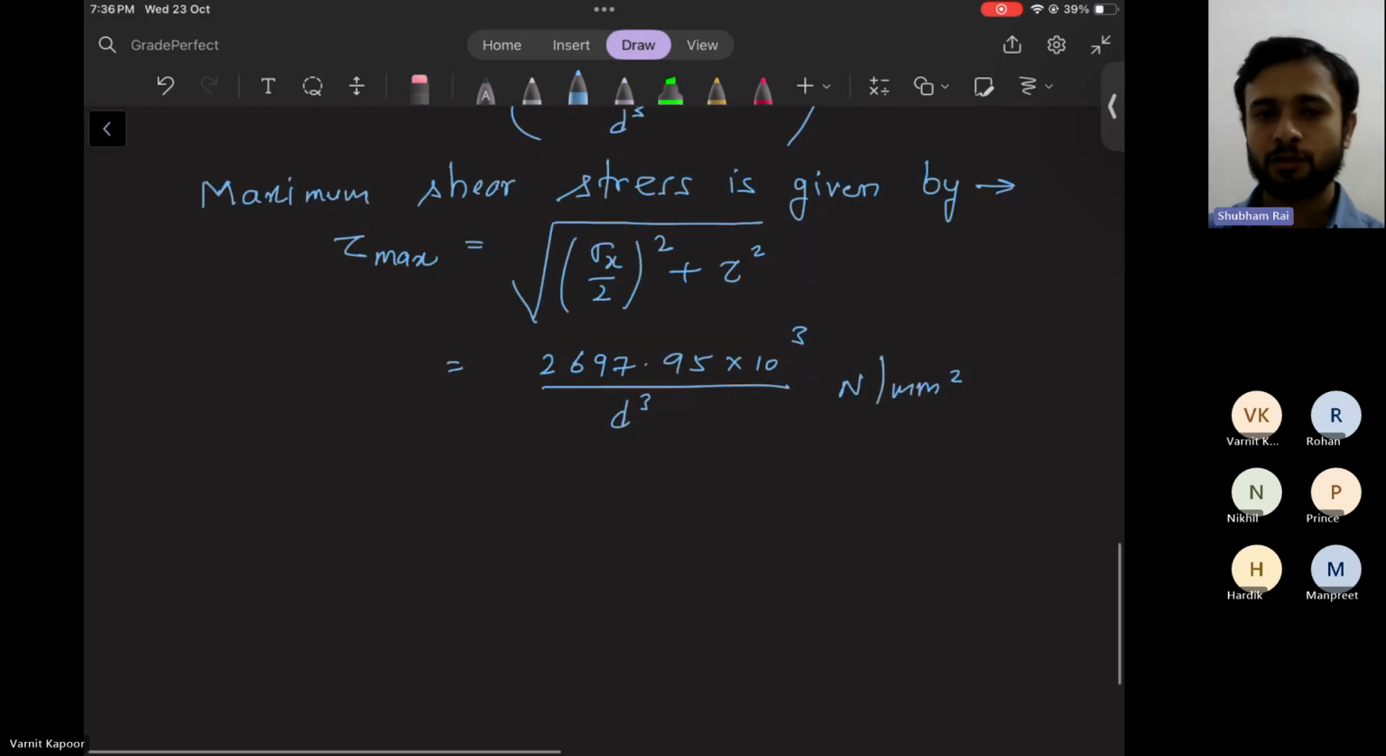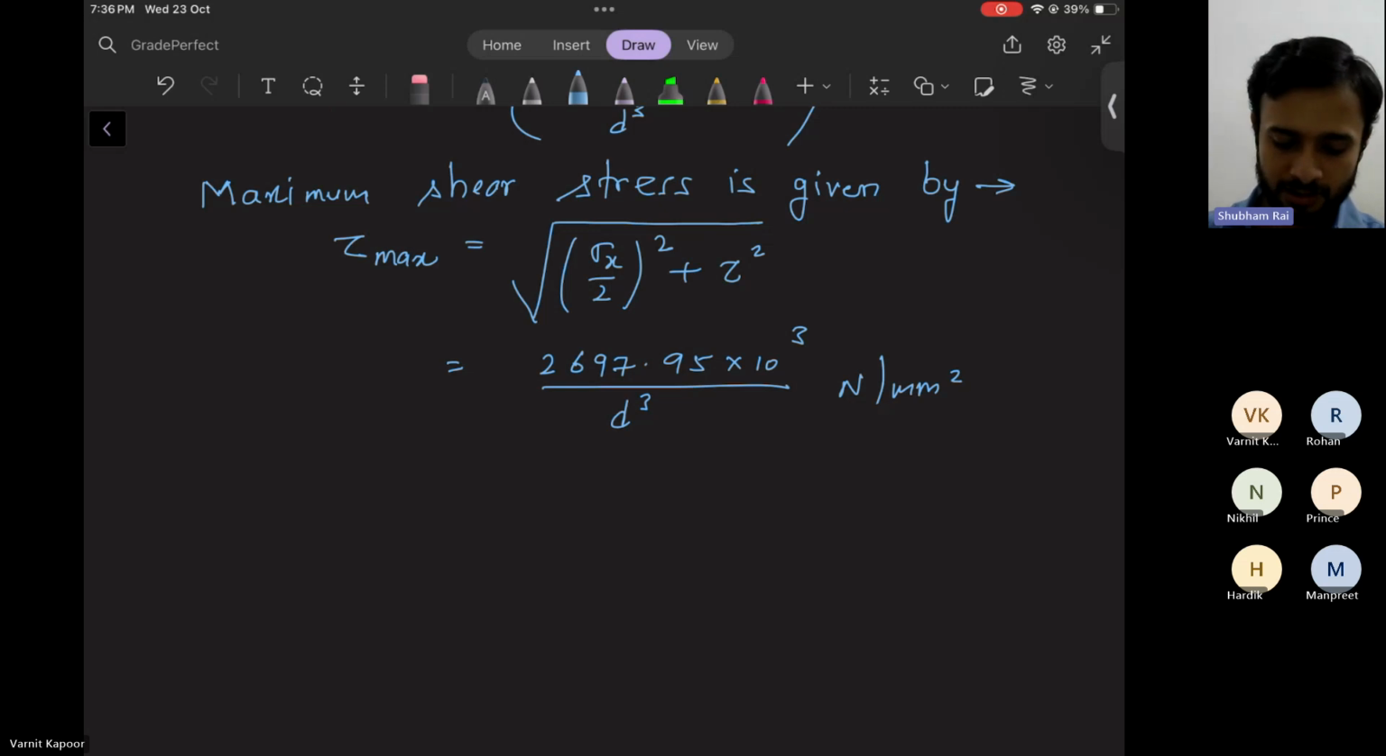And then you equate this equal to the maximum permissible shear stress, because we are using the maximum shear stress theory. So I'm just writing here, using maximum shear stress theory.